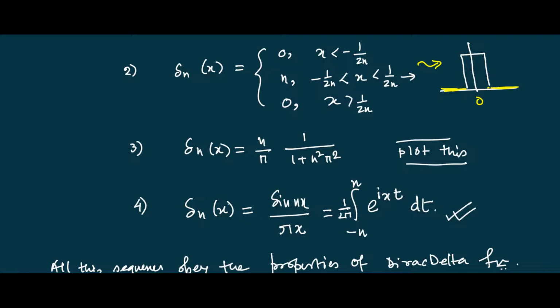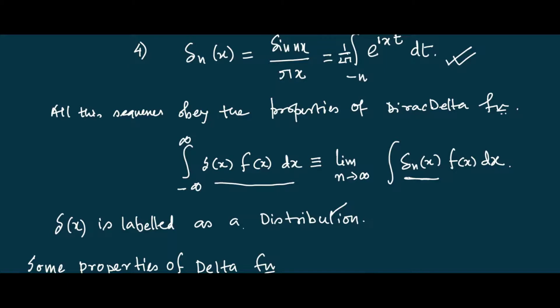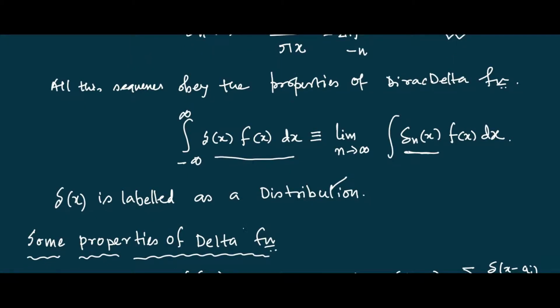And all these sequences obey the properties of the Dirac delta function. The crucial thing is the integral from minus infinity to plus infinity of delta(x) f(x) dx, and delta_n should be taken with n large: limit n tends to infinity of the integral of delta_n(x) f(x) dx. The delta function is always represented as a sequence of functions, or rather a distribution, so to say. It is not a mathematical function in the truest sense of the term.